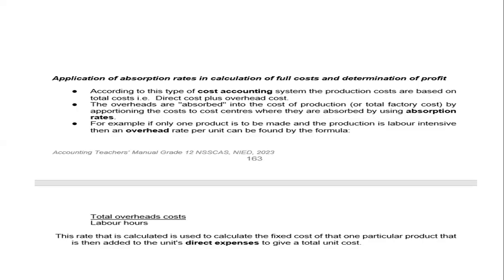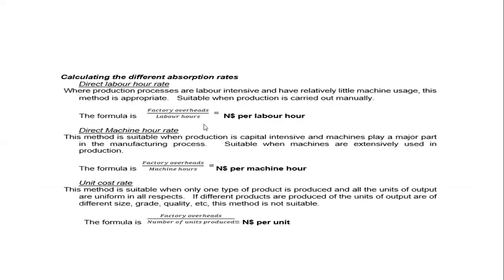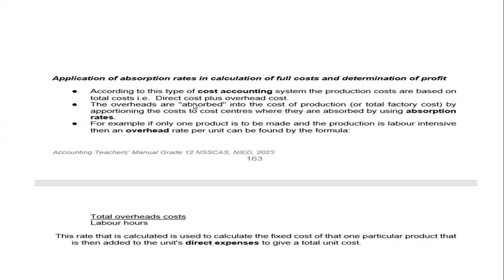Like I mentioned, our absorption rates are very important because that overhead that we add to the prime cost to get the total production cost, we must apportion based on different absorption rates depending on the production. If the production is labor intensive, we must use this absorption rate. Now, when we get this absorption rate, then you are able to apportion the overheads properly to the production.